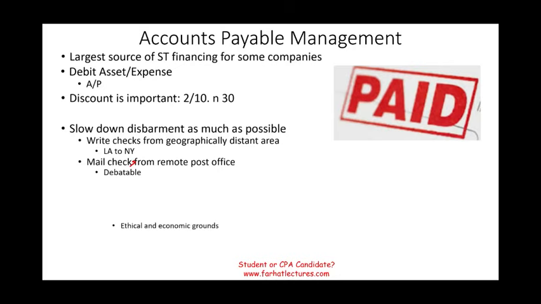Now, this is debatable on two reasons, on ethical and economic grounds, because you have to understand what it means when you say 2% within 10 days. Do they have to receive the payment by day 10, or does the mail have to be dated by 2/10? If it's dated by 2/10, you don't mail it until day 10, and you mail it from LA and from a remote office. So it's going to take 5, 6 days, and during coronavirus, it may take a month for them to get it. But if it's the posted date, then that's the posted date.